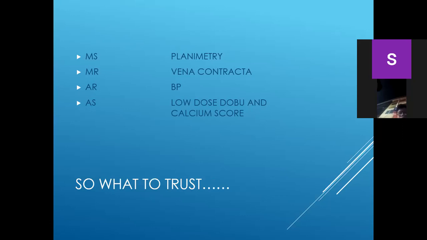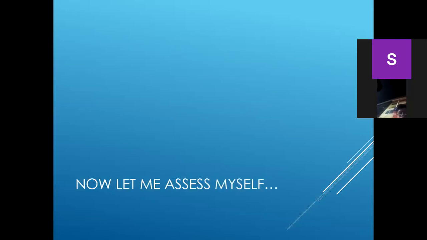Now in AS, you have to have a high index of suspicion the moment you see a calcified aortic valve. And that is the time to use low dose dobutamine and don't hesitate to use multimodality, and calcium scoring is very useful in these cases. So these are the pearls of wisdom as what I can make out, and let me assess myself now: whatever I have talked, has it percolated some bit for all of you or not?